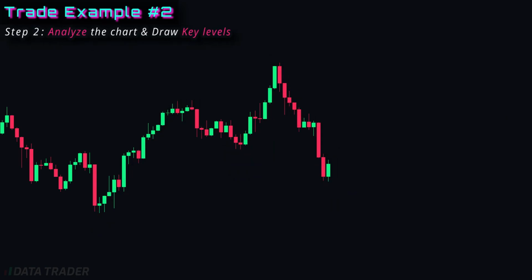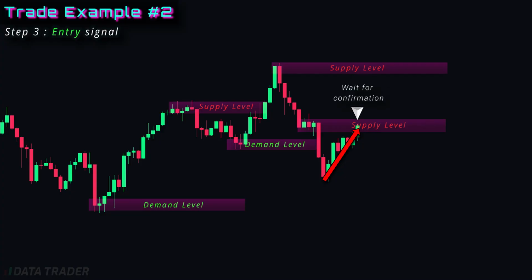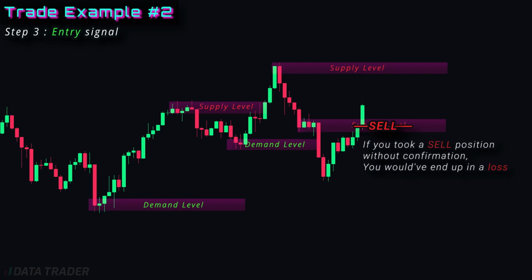Now, once we've identified the trend, the next step is analyzing the chart by drawing the key levels. And here, we can actually spot a couple of supply and demand levels, which shows that there is high liquidity at those areas, which caused the price to move significantly. Now, let's see what happens to the price. So, we can see here that price approaches this first supply level. However, it doesn't mean that it will automatically retest this level. We need further confirmation. And in this case, price actually ignored this level and simply broke right through. Now, had you taken a sell position here without any confirmation, you would have ended up losing. That's why extra confirmation is important before taking a trade.